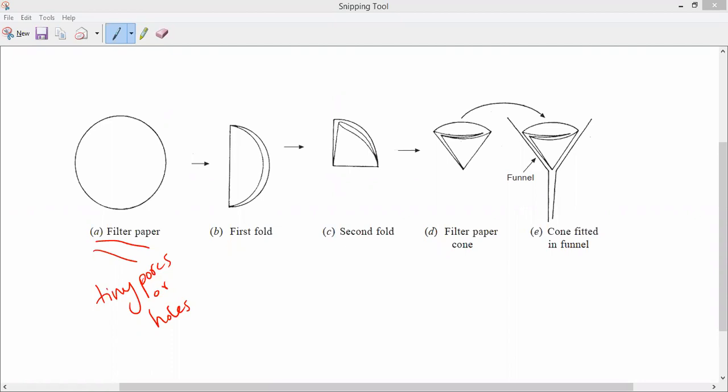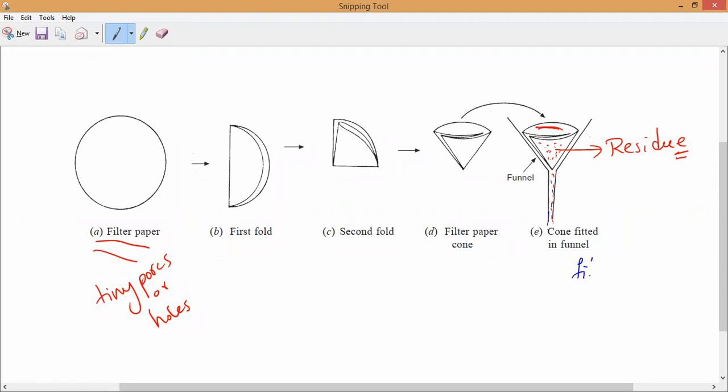The liquids can pass through the tiny pores of filter paper, but undissolved solid particles, being large, cannot pass through them. Even true solutions can pass through. The solid particles which remain behind in the filter paper itself we call the residue. All of you should remember residue. The liquid that passes through is called the filtrate. This filtrate we can collect in a beaker or jar.